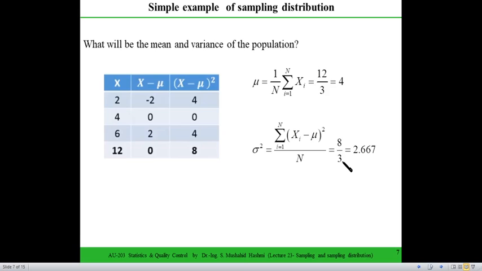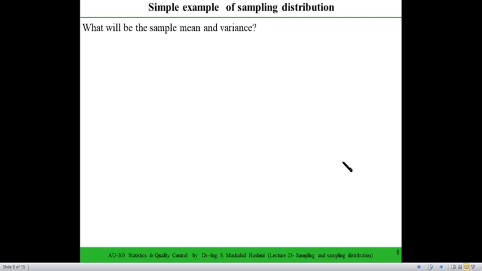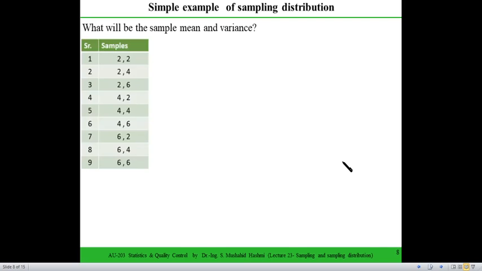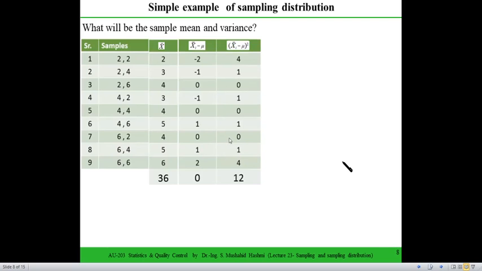So from that particular example with the 3 elements in the population, we have calculated the population mean and the population variance. Let's see what will be the sample mean and the variance. For that particular 3 element population, if you take the samples, you have 9 possible samples, and now we are interested in the sample mean and the sample variance. So x bar is representing the sample mean. 2 and 2 are the elements, so the sample mean would be 2 plus 2 divided by 2, or 2 plus 4 divided by 2.